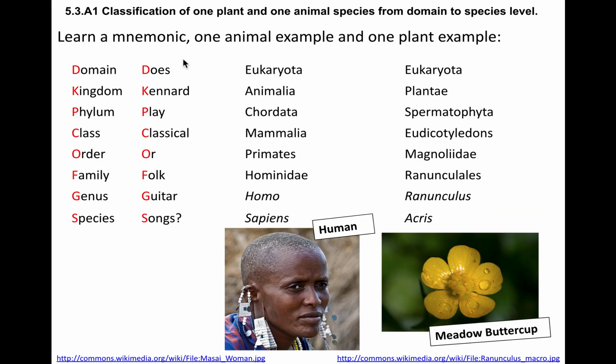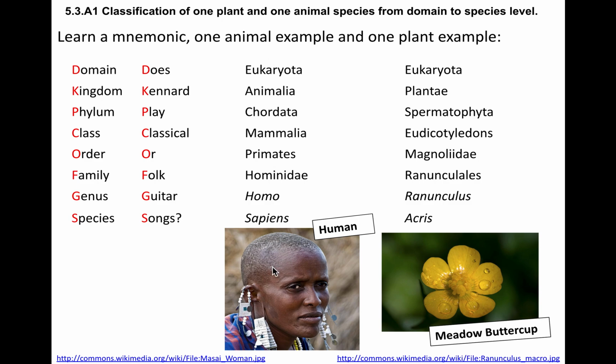You are going to have to, on the test, be able to remember one plant and one animal fully all the way through. So knowing its domain all the way down to its species name. One way you can remember the order is this little acronym here: does Kennard play classical or folk guitar songs. So you can see how it helps you remember this one. So, does Kennard play classical or folk guitar songs?